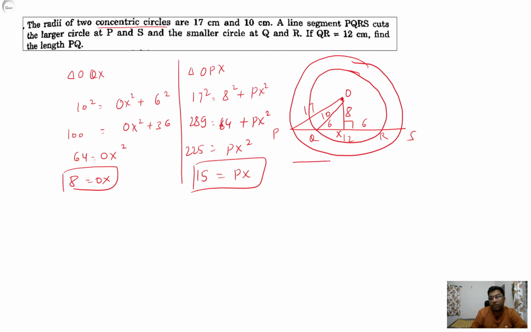Now please understand, we have the value of PX as 15. We have the value of QX as 6. What will be the value of PQ? 15 minus 6. So what you get is 9. So PQ is basically PX minus QX, which is 15 minus 6, which is 9 centimeter. Again, not a tough question. The only thing is you need to know about Pythagoras theorem. You need to know about the basic chord properties, and then it's all pretty fairly simple.